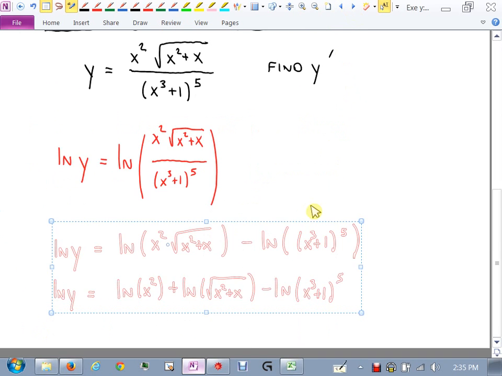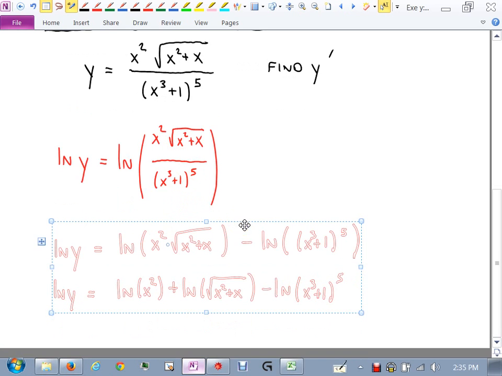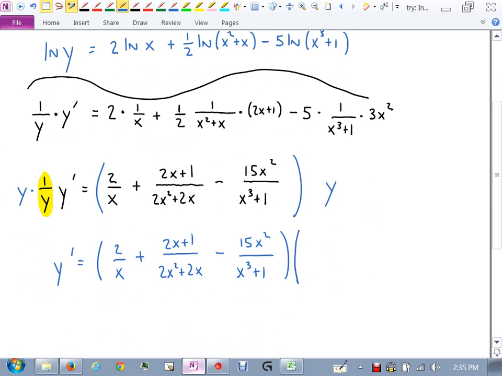Oh, that's y. That's what y is, isn't it? So I'm just going to tack that on to the end. Now, you don't have to solve. You're done. Okay? So y was x squared plus x, the square root of that, all over x cubed plus 1 to the 5th power. We're done.